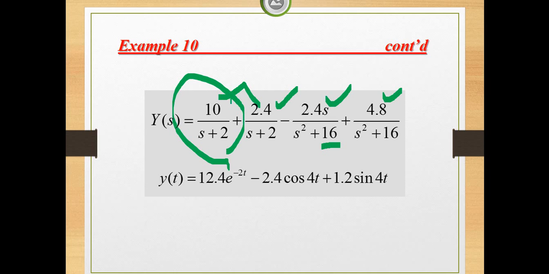And you just copy the 2.4. In the case of the 16 here, the square root is 4. So this 4 should be placed in here. The 4.8, since you introduce a 4 in here, you will introduce a 4 in here. The 4.8 should be divided by 4, so that results to a 1.2 sine of 4t. So this expression, y of t being equal to 12.4 e raised to negative 2t minus 2.4 cosine 4t plus 1.2 sine 4t, is the solution of the given differential equation using Laplace transformation.